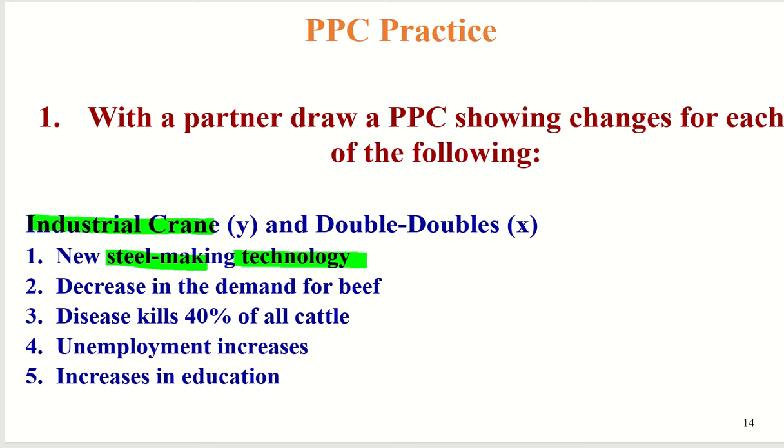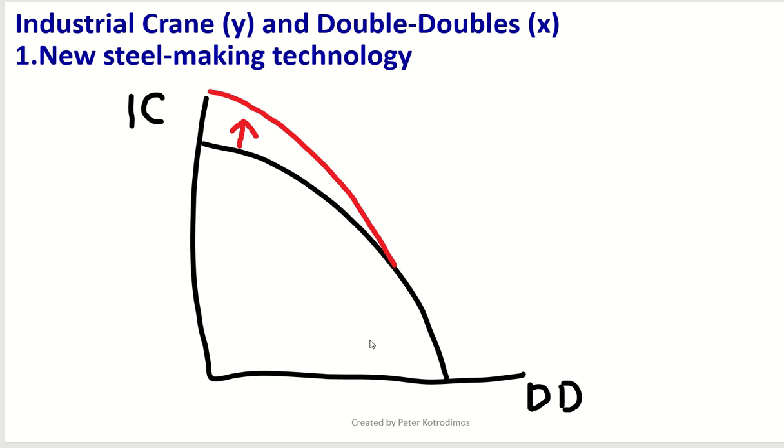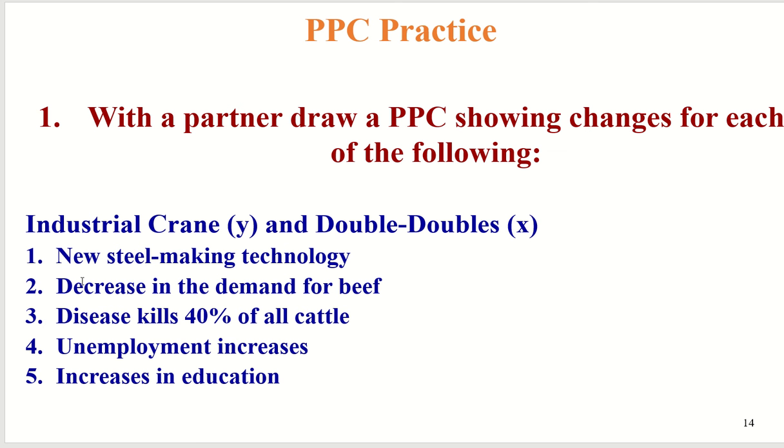So we're going to go back, and you're going to graph it. You're going to draw your graph, your y and x axes, double doubles, industrial cranes, and new steelmaking technology is going to shift for just industrial cranes. So go back, pause the video, do each and every one of these, and then we'll answer those in just a second. Draw your graphs, show your shifts. Be careful, not all of these will have shifts. Pause the video now and work on those.